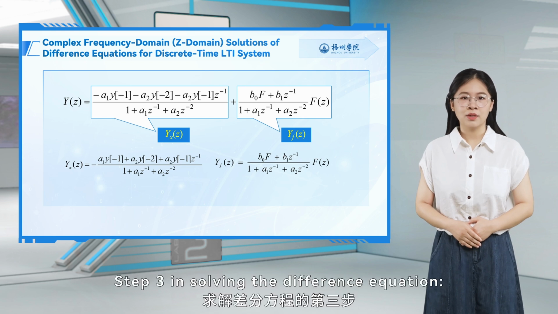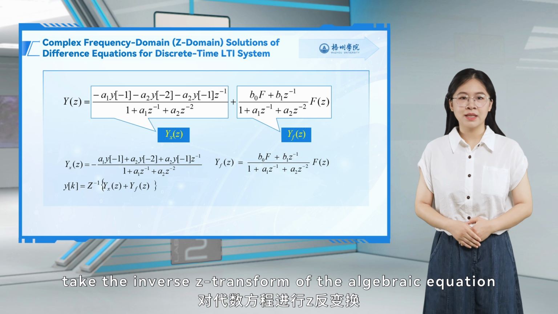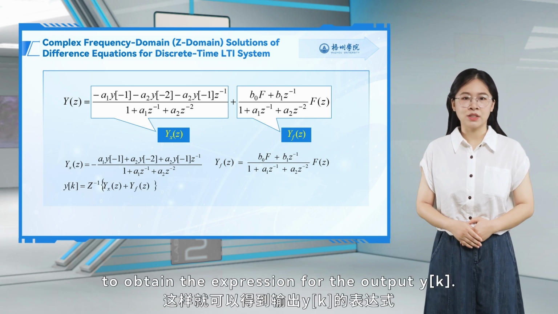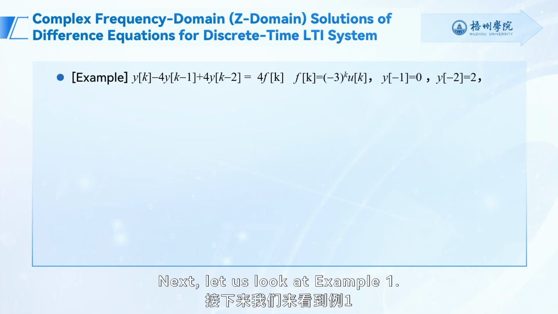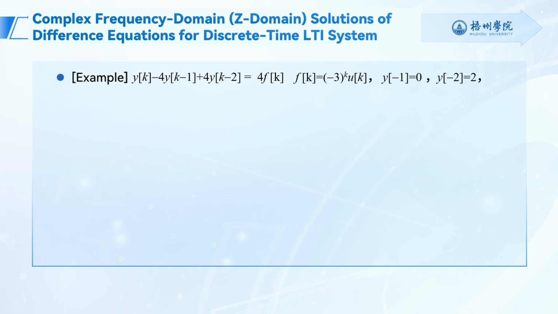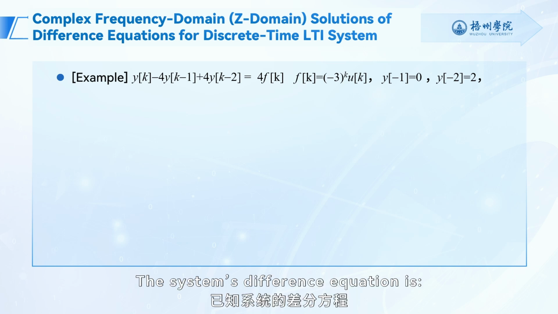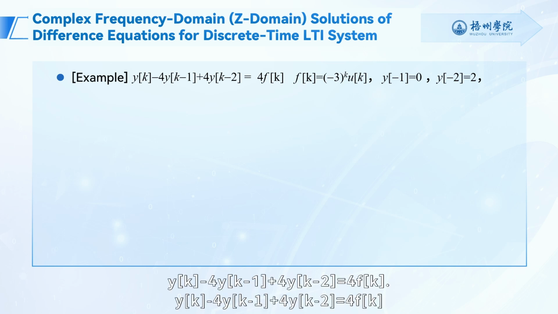Step 3 in solving the difference equation. Take the inverse Z-transform of the algebraic equation to obtain the expression for the output y of k. Next, let us look at example 1. The system's difference equation is y of k minus 4 times y of k minus 1 plus 4 times y of k minus 2 equals 4 times f of k.